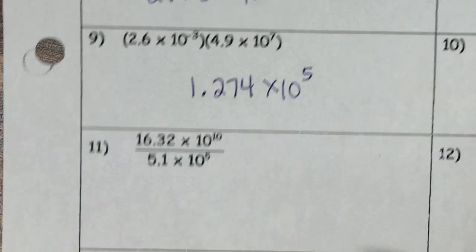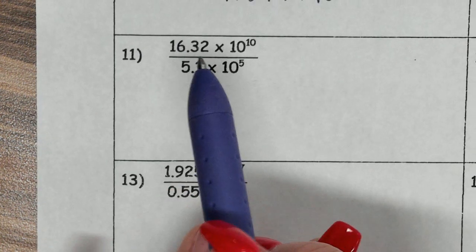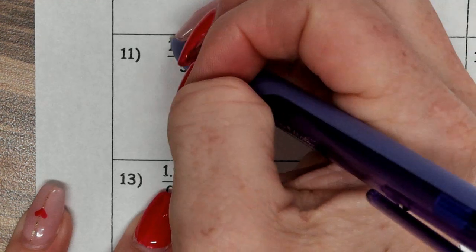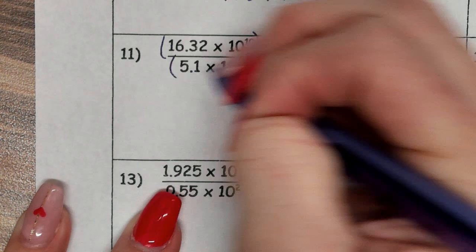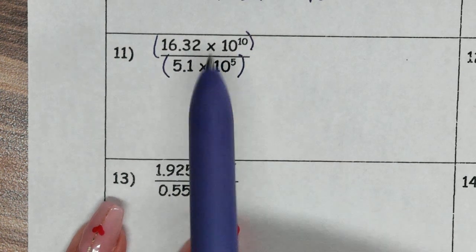Okay, let's skip this one. Let's go to the division ones. Now, listen, there are 2 ways you can do these. You can use the division button, or you can use alpha y equals. But you need to put them in what? You need to put them in parentheses. It needs to know that these belong to each other.